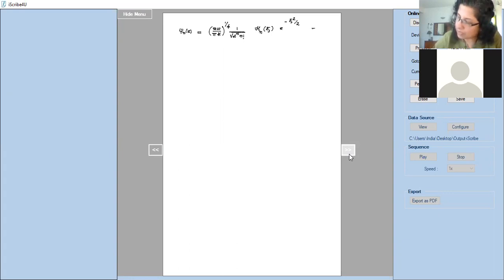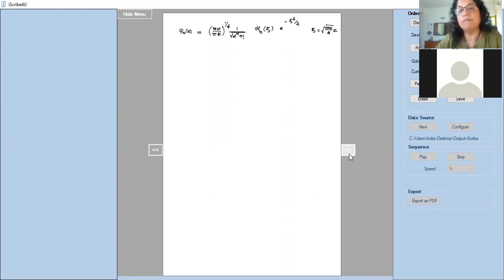And what is this psi? This is nothing but a proportionality with x. What is that proportionality constant? It is root of m omega by h cross, into x.